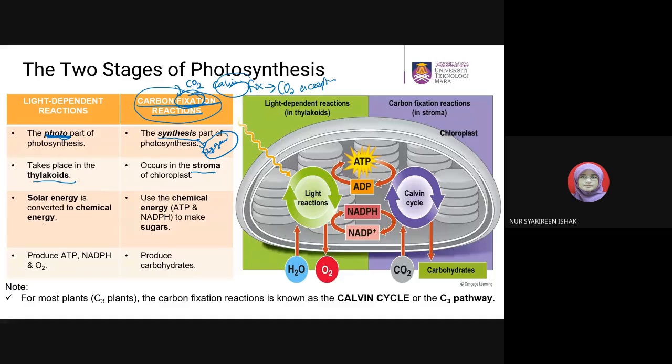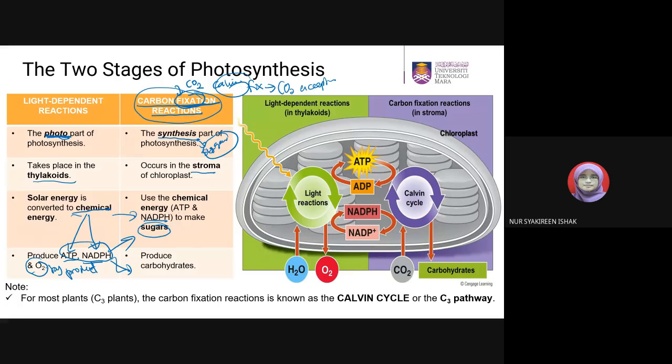And then for the light dependent reaction, solar energy is converted into chemical energy. What is the chemical energy? It is ATP and also NADPH. Oxygen is the byproduct of the light reaction. Solar energy is converted into chemical energy, ATP and NADPH. So ATP and NADPH will be used during the Calvin cycle. We use the chemical energy, ATP and NADPH, which was produced during the light reaction, to make sugar.